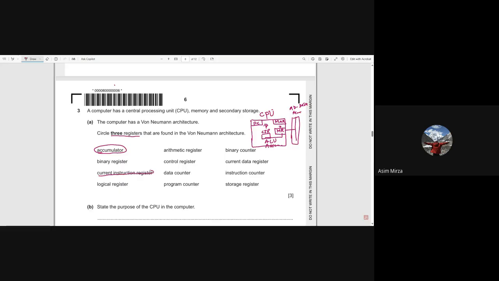Okay, that is also a register we can find in the CPU. Logical register, no. Arithmetic register, no. Control register, no. Data counter, no. Program counter, yes. Binary counter, no. Current data register, no. Instruction counter, no. So we have these three registers in the CPU, right?